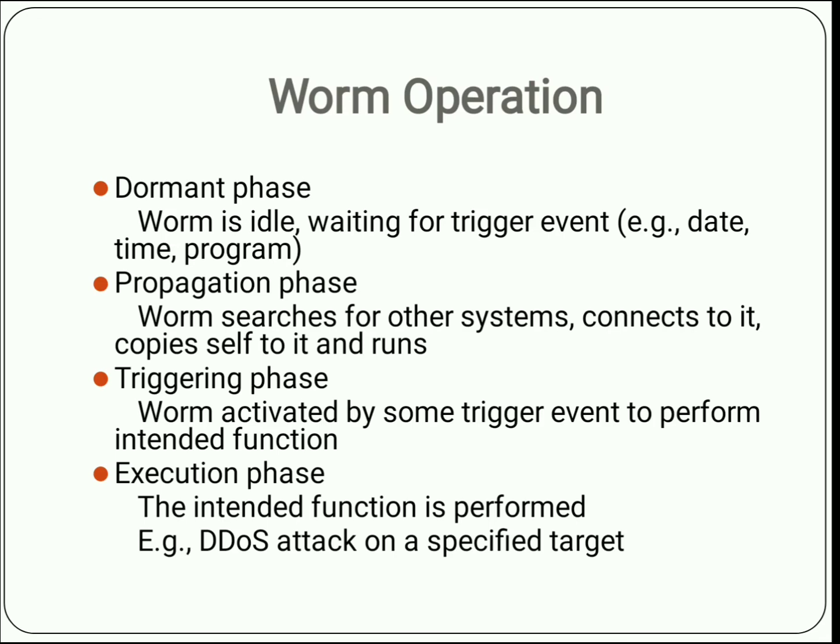The next phase is the propagation phase. In that phase, the worm searches for other systems so that it can send copies to them and run. Then the third phase is the triggering phase. The worm will be activated by the trigger event. And the last one is the execution phase, where it will start functioning. A DDoS attack on a specified target is an example of such an operation.